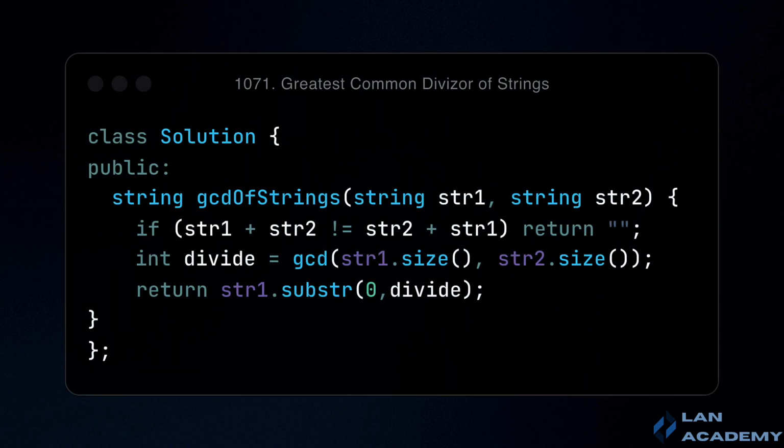So, if I was to solve this problem step by step, I would first check for cyclic concatenation, then I would calculate the greatest common divisor of string length, and I would ultimately return the largest common substring, my final answer. Let's take the steps one at a time. First, I need to check for cyclic concatenation.